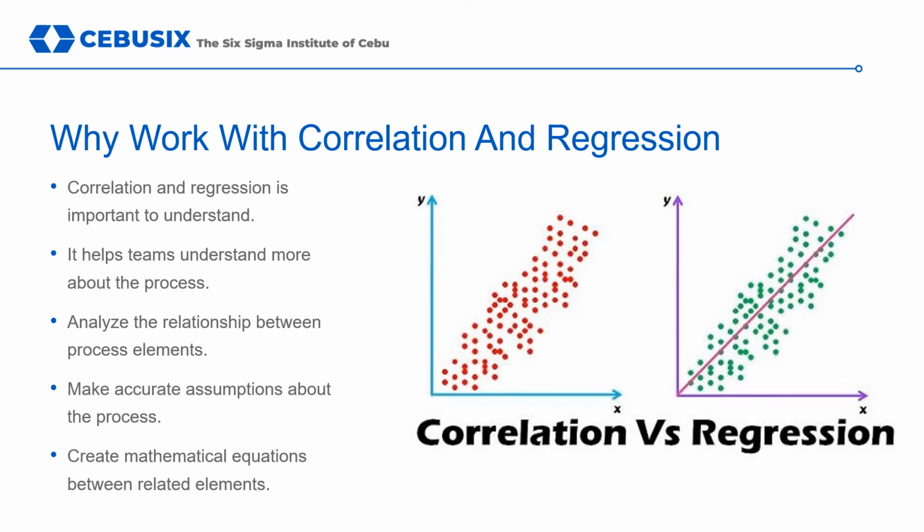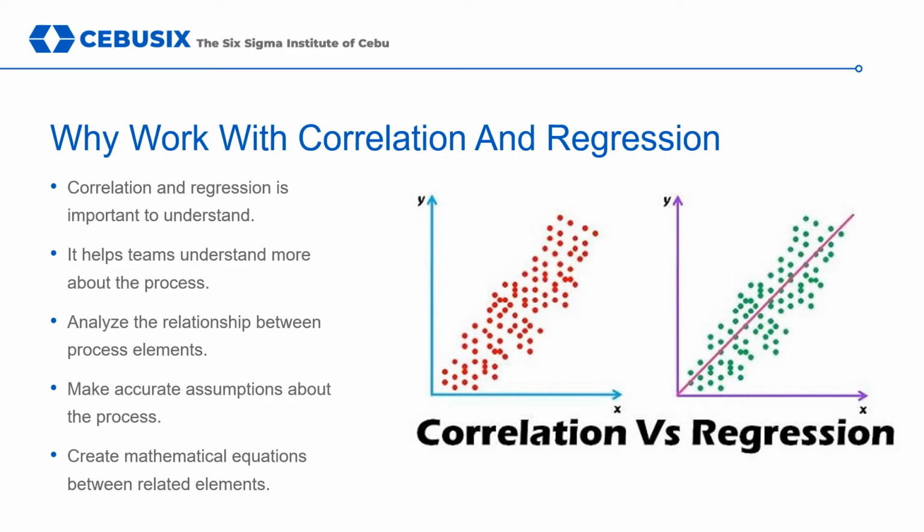Correlation and regression are statistical concepts that help Six Sigma teams understand whether two factors within a process are related. You can use these tools to calculate whether an input is related to an output in some way, or even whether two inputs might be related. Correlation and regression are important to understand because they help teams understand more about processes, analyze how elements of a process are related, and make predictions about the process.